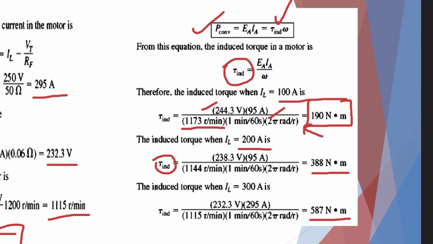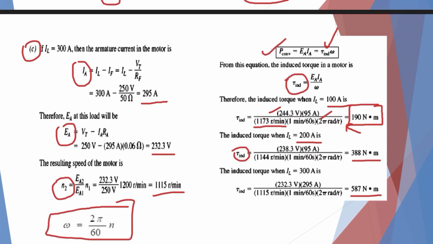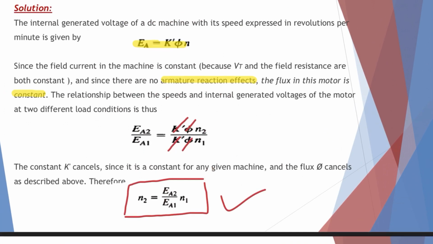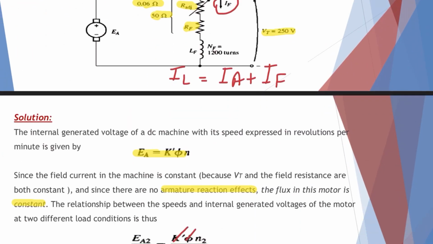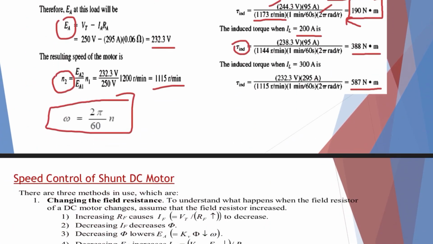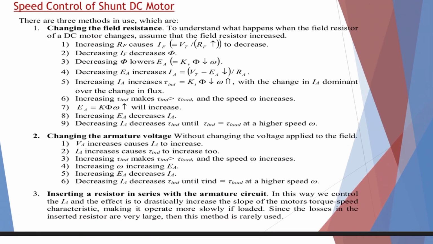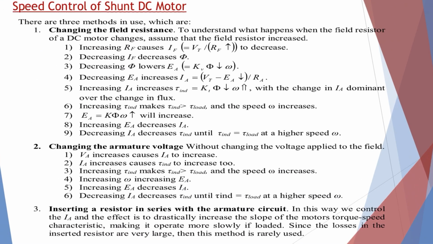Okay, guys, so this is the end of the solution of example 1. Now we'll come to the next part: speed control of a shunt DC motor. There are 3 methods in use. Number 1: changing the field resistance.